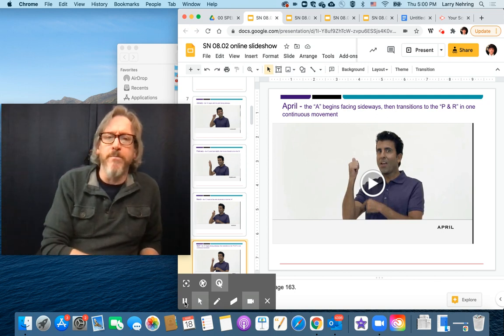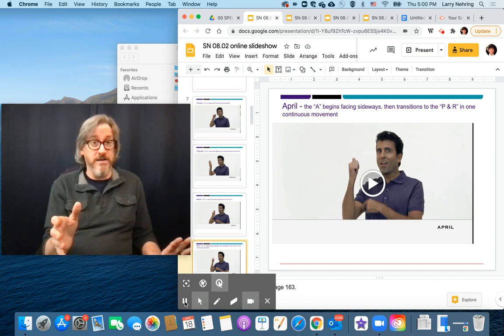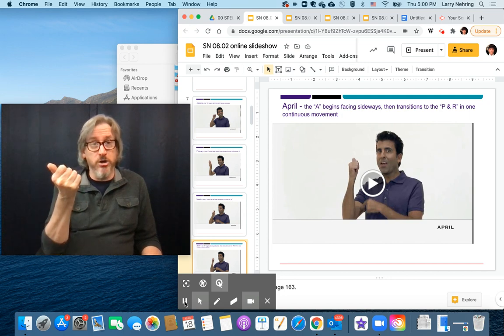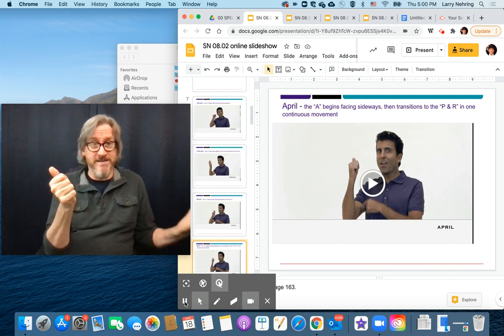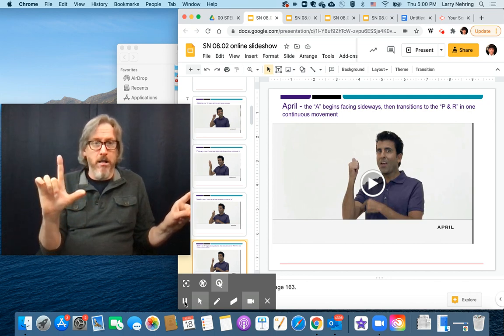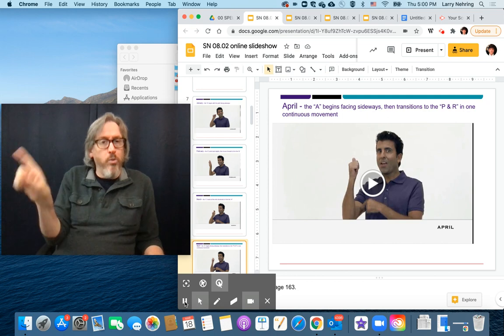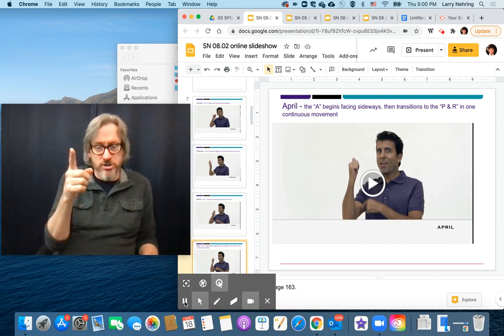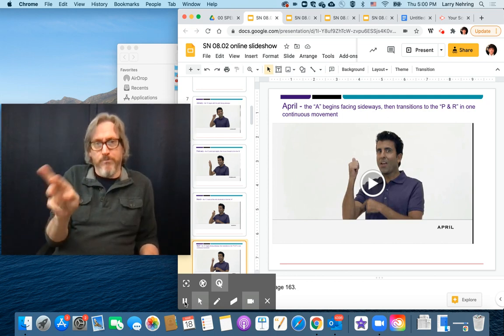April, there are two different ways of doing April that I've seen. One is the way he shows, where he starts with the A facing sideways, drops it down to the P, up to the R, I, L. And it's almost a whoop, whoop. It's a little corkscrew movement to the outside. April.